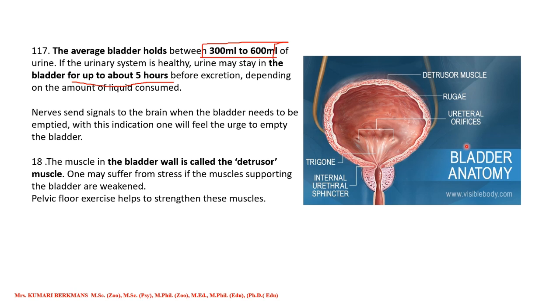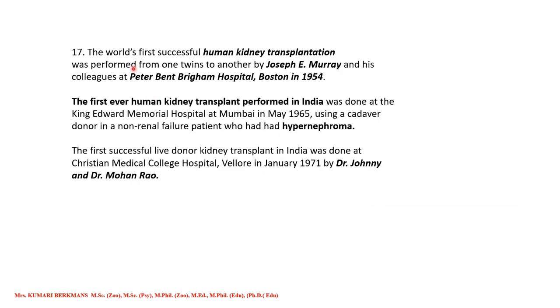Next one, the 17th one. The world's first successful human kidney transplantation was performed from one twin to another by Joseph E. Murray and his colleagues at Peter Bent Brigham Hospital, Boston, in 1954. This was done from one twin to another. Which one? Kidney transplantation.